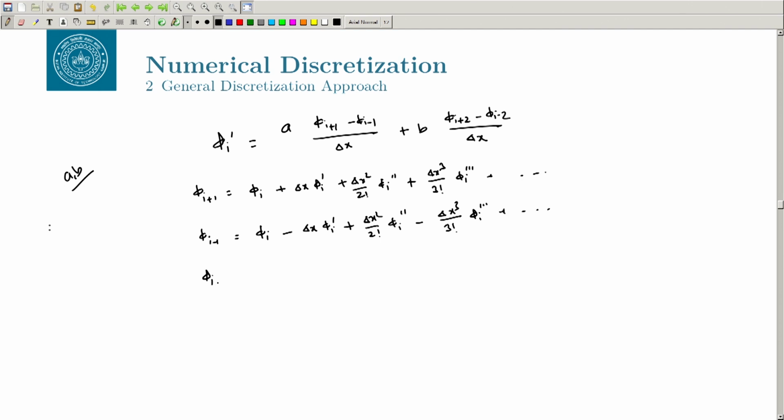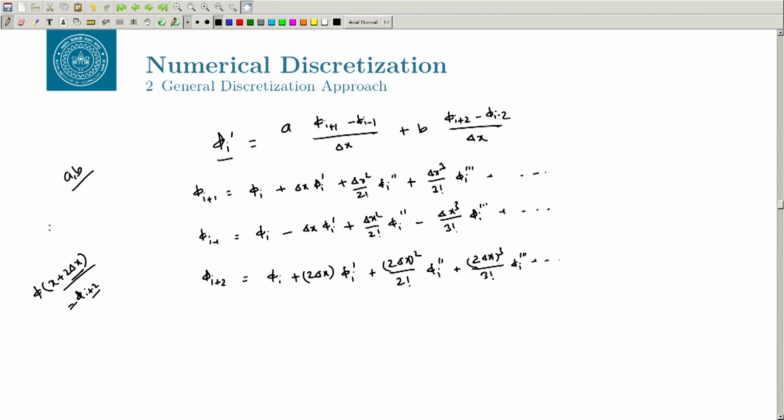And similarly, you have phi i plus 2. So what is phi i plus 2? This is basically phi of x plus 2 delta x. If you expand it around x, you will have 2 delta x instead of delta x. We are expanding everything around i, and that is very important to remember, because we want to get phi prime at i. So phi i plus 2 is phi i plus 2 delta x phi prime plus 2 delta x square by factorial 2 phi i double prime plus 2 delta x cube by factorial 3 phi i triple prime.